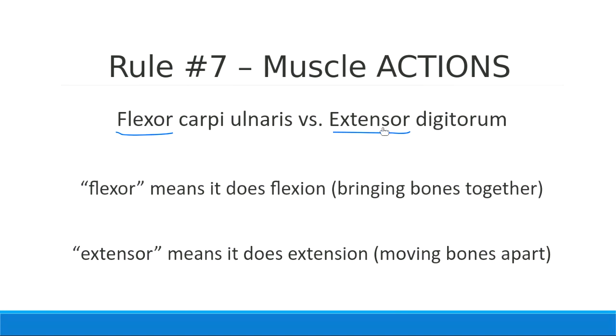Now, again, these have more than one word in their name. So extensor digitorum, we've got information about what it does from extensor and about where it's found, digitorum, or down in the digits, the fingers. Same thing over here. I've got some information about attachment sites, the carpals, the bones in your wrist, and the ulna here with ulnaris.